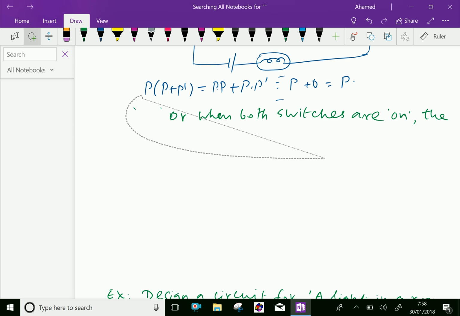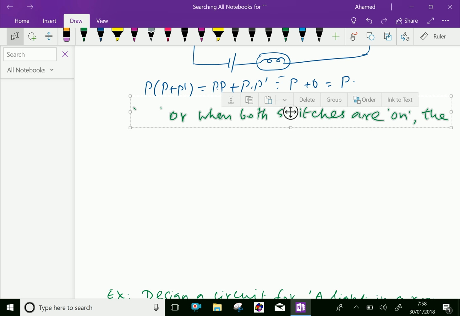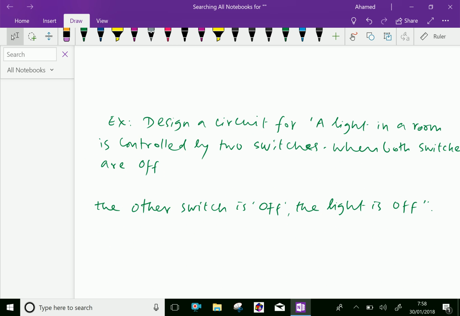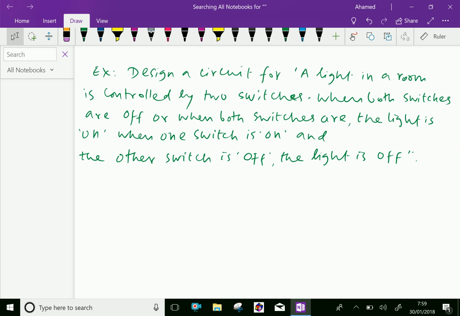Here we will rub this. Now let us do one more example. Let us do one more example.